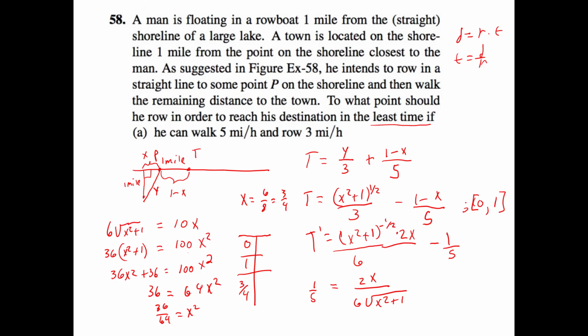So x here represents how far to the right I went. T represents how much time it took me. If I went straight to the shoreline, the calculator tells me that it would take me 0.133.